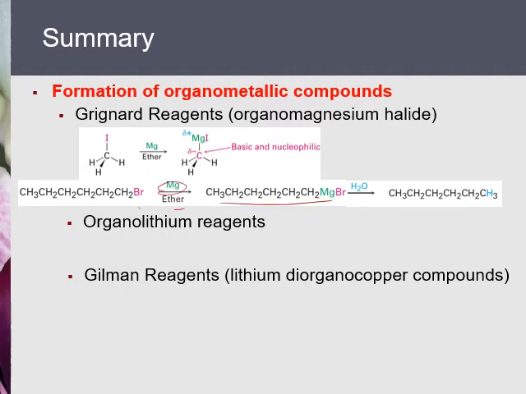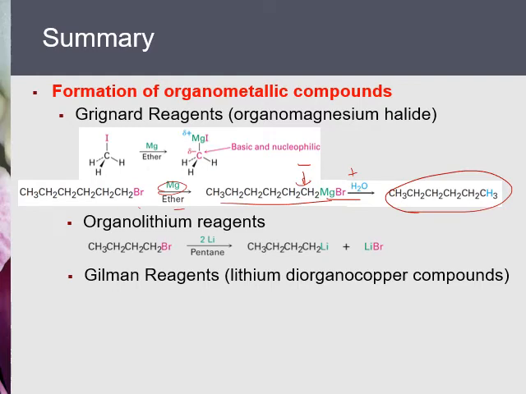Now, Grignard reagent is very sensitive to water because the carbon connected to magnesium is a carbanion, negative charge, and water hydrogen is a positive charge, and therefore the reaction will form alkane. Okay, the magnesium bromide is replaced by the hydrogen.